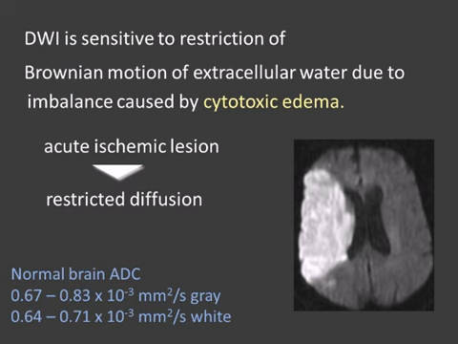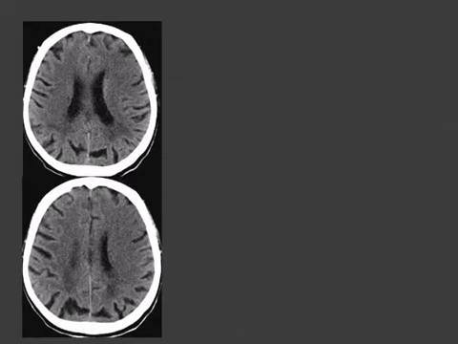So diffusion-weighted image is our best sequence for detection of ischemia. It's sensitive to restrictions of Brownian motion of extracellular water due to cytotoxic edema. You will tell me, if you know how to read CT in acute setting, why should I do MRI, and how good is diffusion really? Or is diffusion really much better than acute CT if somebody is reading who has great experience?